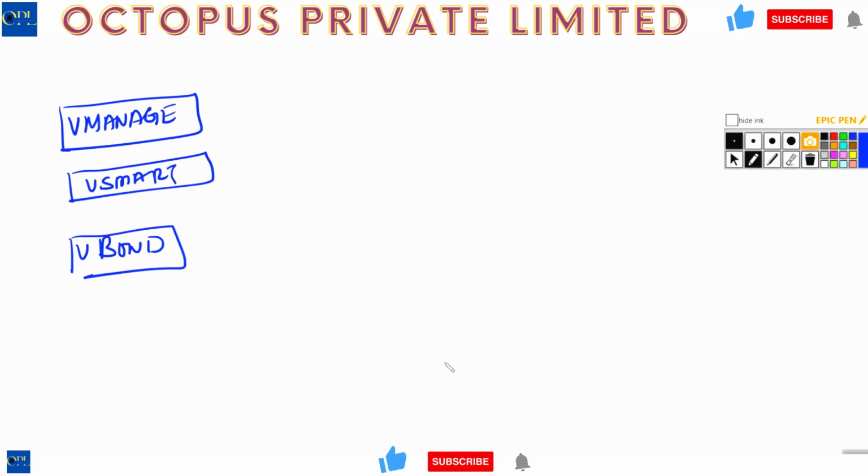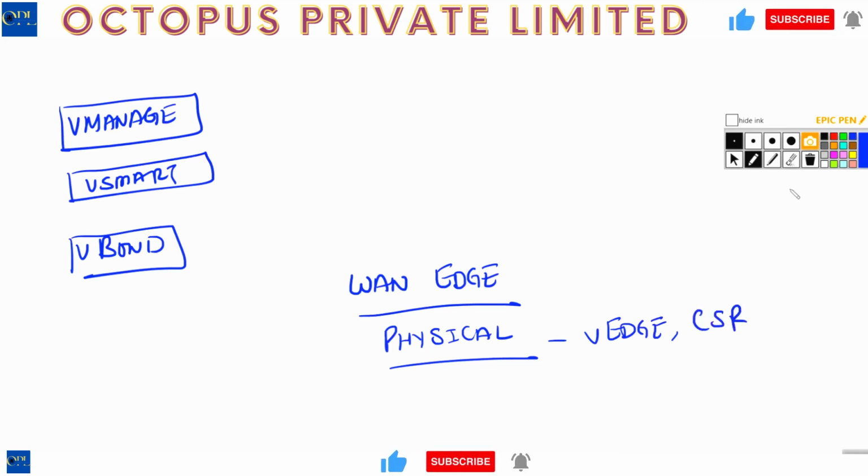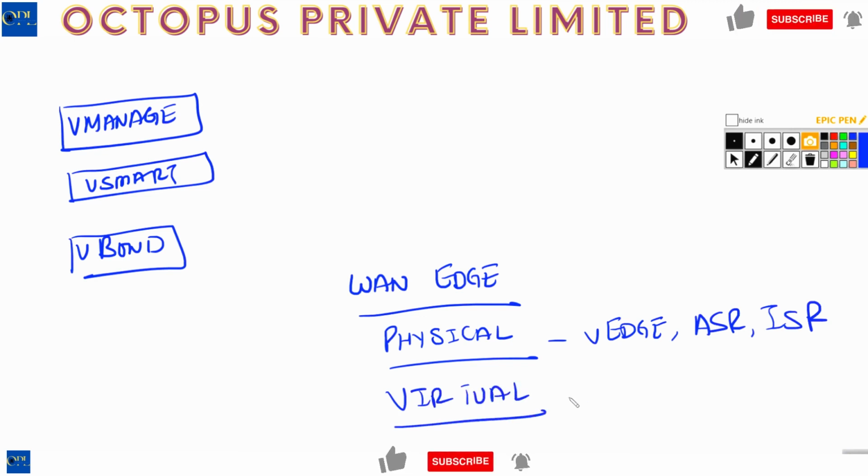Now, as I have talked about in the previous videos, there are two types of WAN edges. You have the physical WAN edges, which includes the Viptela ones, the physical Viptela ones. You have the CSR. Actually, CSR is not the physical one. It's ASR, or generally the ISRs. For your VMs or virtual ones, again, you're going to have either the cEdge or the vEdge.